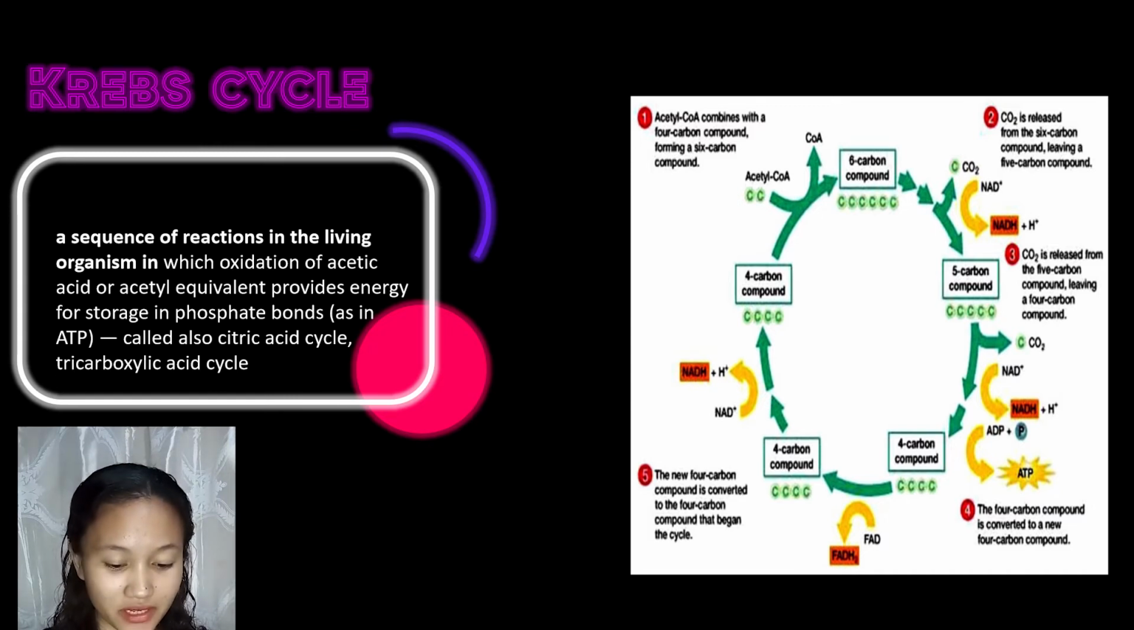The next step is when the succinyl coenzyme A is then converted to succinate, a 4-carbon molecule, and 1 GTP molecule is produced. Sixth step is the succinate is converted into fumarate, a 4-carbon molecule, and a molecule of FADH2 is produced.